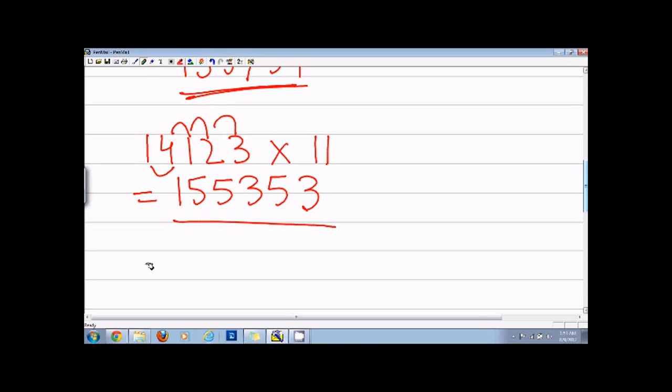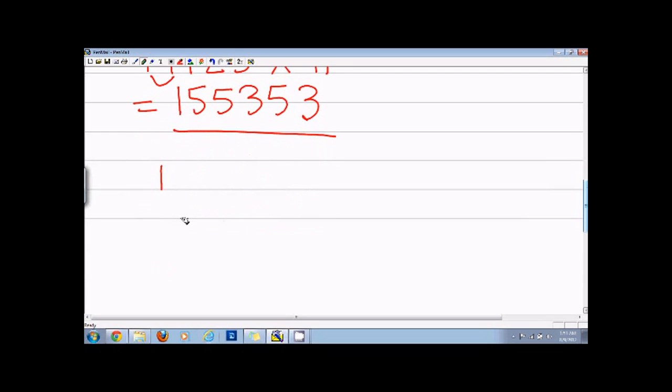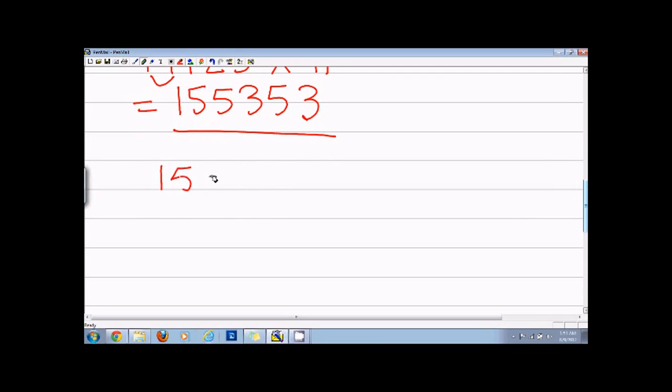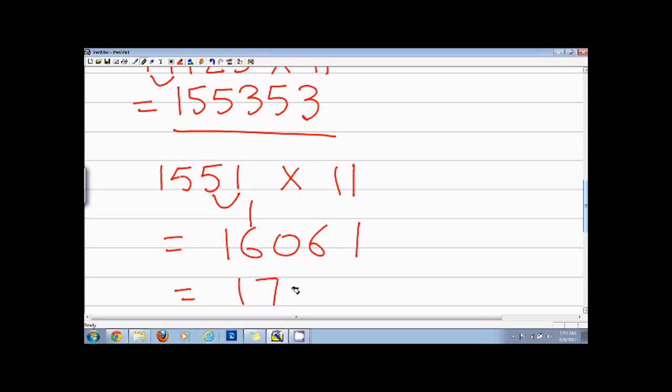For example, now I have 1 5 5 1, and I want to multiply it by 11. In this case what I'll have is 1, and then 1 plus 5 is 6, and then 5 plus 5 is 10. So if I do 10, then I have to write 1 here, and then 5 plus 1 is 6, and then 1. So the answer will be 17061. Am I correct or not?